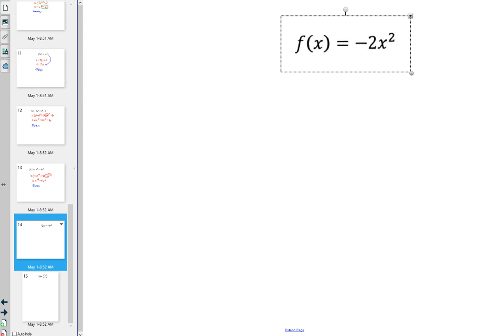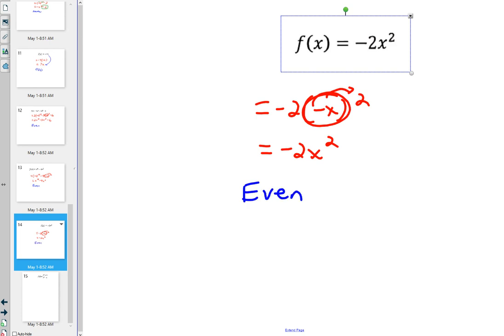Even, let's see. Negative 2 times negative x squared. The square turns the negative into a positive, but that negative 2 is still in front. They end up looking the same. Brian is correct. This is even.